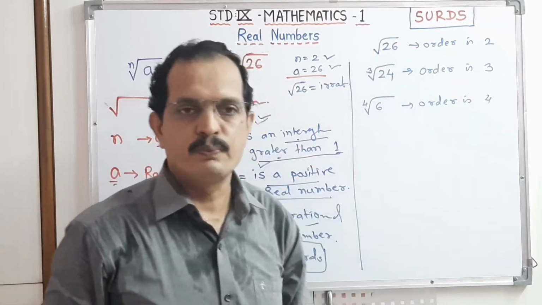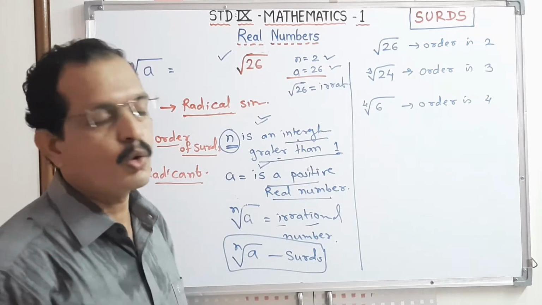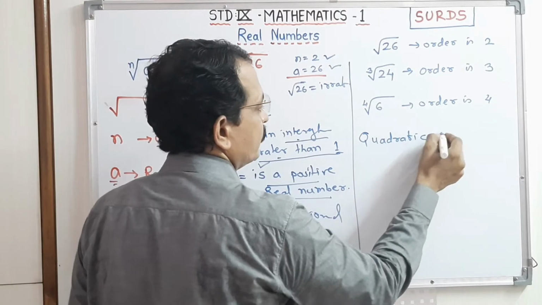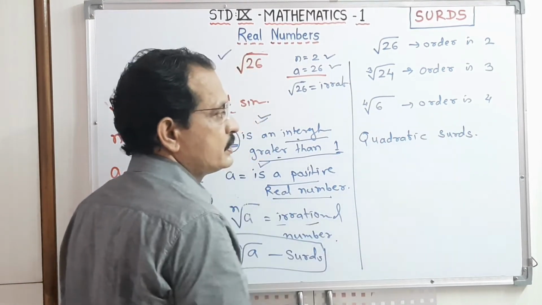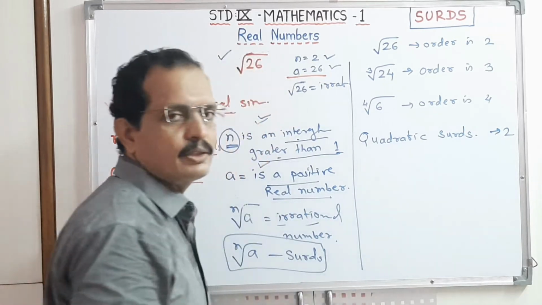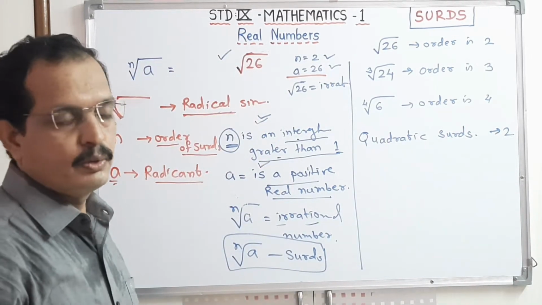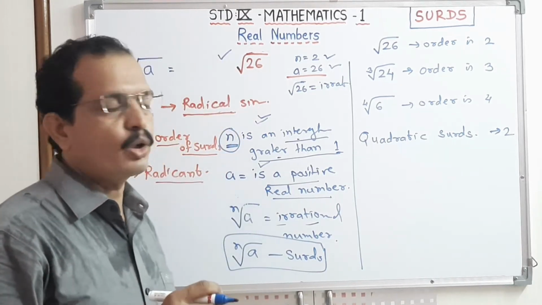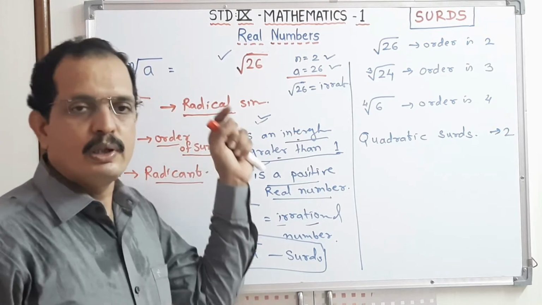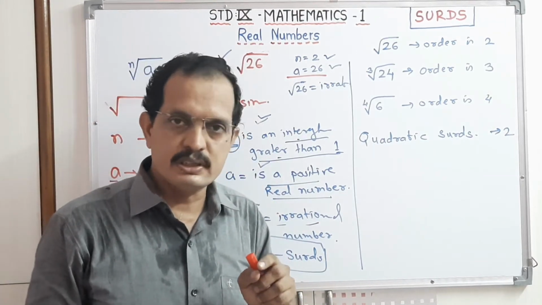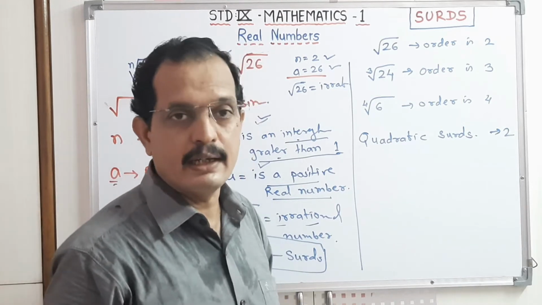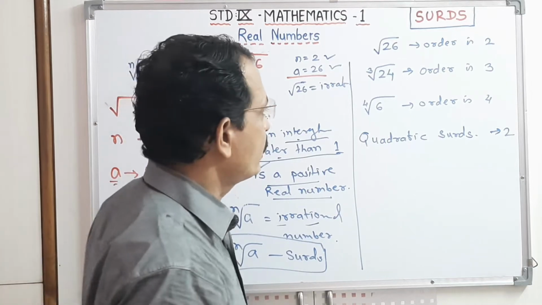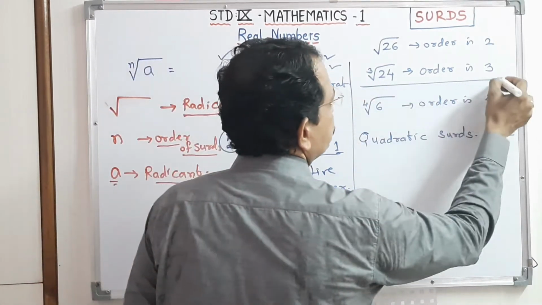Suppose order is 2, then that surd is called a quadratic surd. Students, when order is 2, it is called a quadratic surd. In this chapter, we have to learn only the quadratic surds. That means the order of every surd will be 2. But in an exam, the question may be to find out the order of the surd. At that time, it may be another type of surd. It may be quadratic, it may be cubic, or it may be biquadratic.